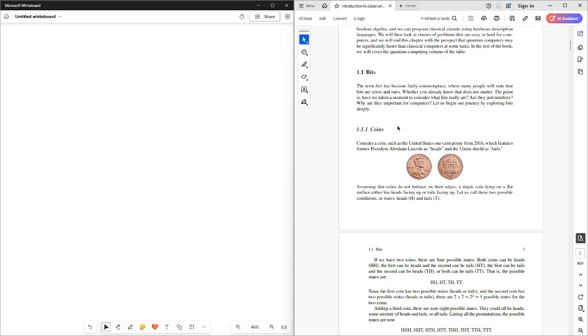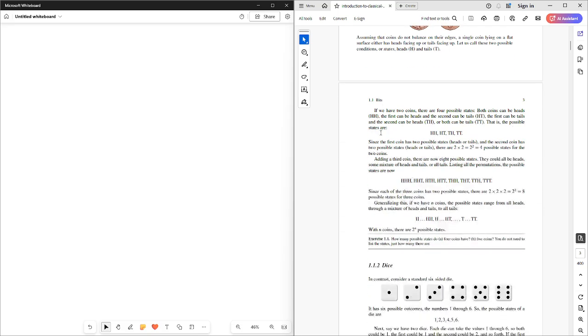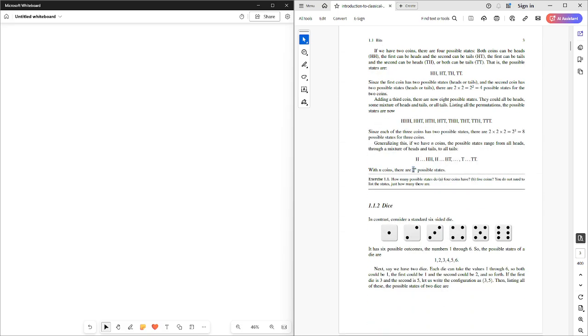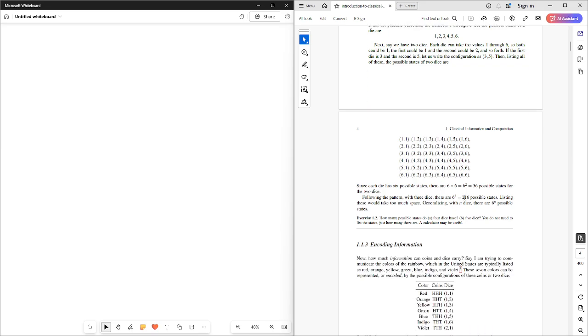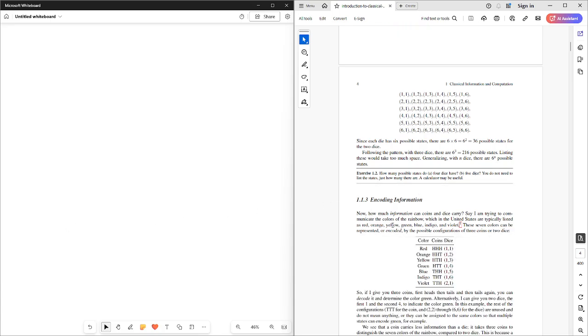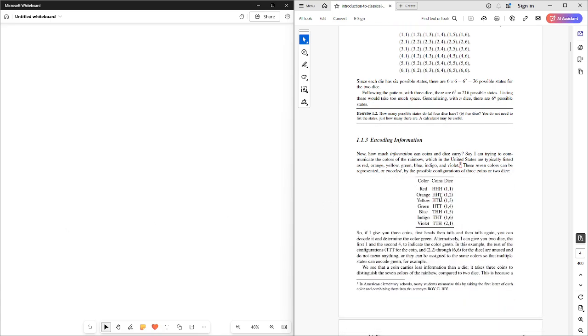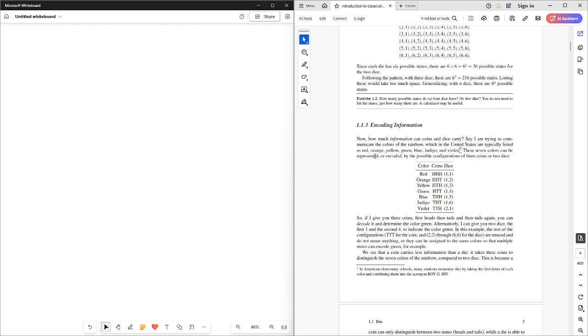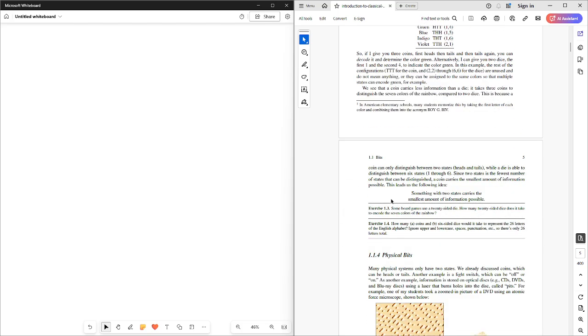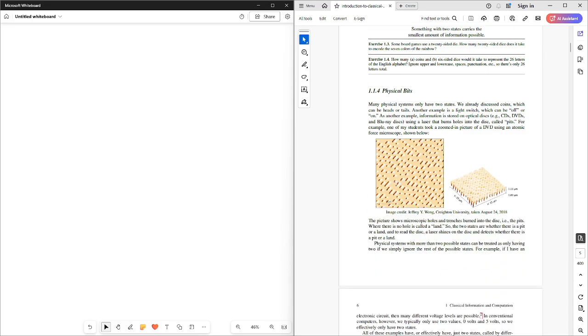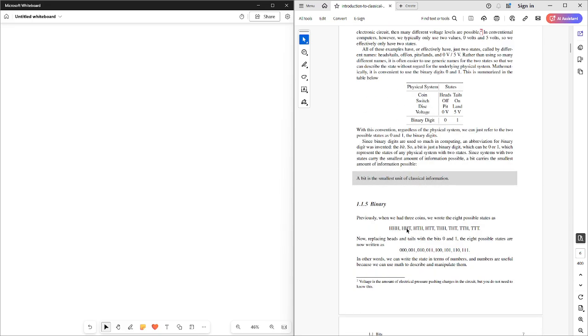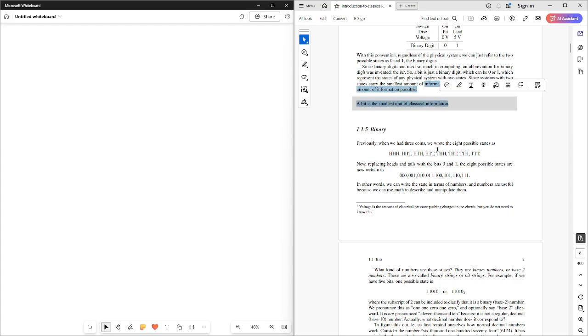Bits, the ones and zeros, really standard stuff here. There are 2 possible states, so if we have 4 coins, it's 2 to the 4, 2 to the 5, basic stuff there. Dice, it's 6, so it's the same thing: 6 to the 4th, 6 to the 5th here for exercise 1.2. In terms of encoding information, this one was pretty interesting, but I don't really feel like we need to go too deep into it. Physical bits, once again, not a problem.